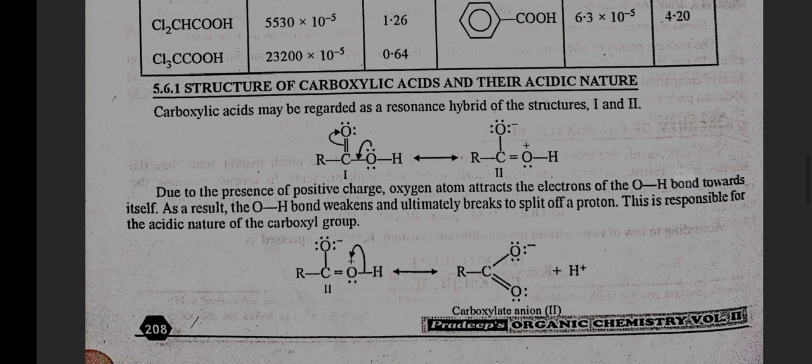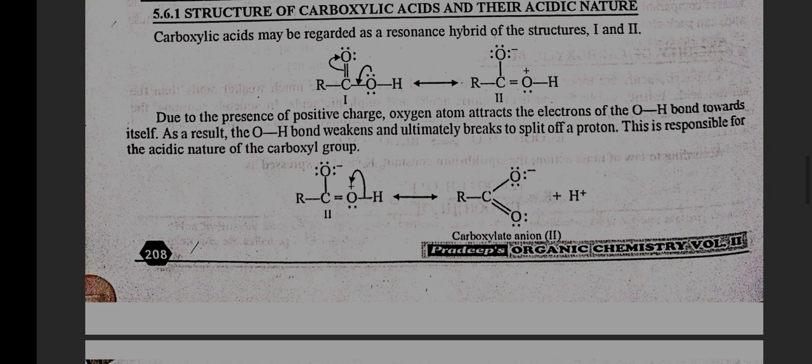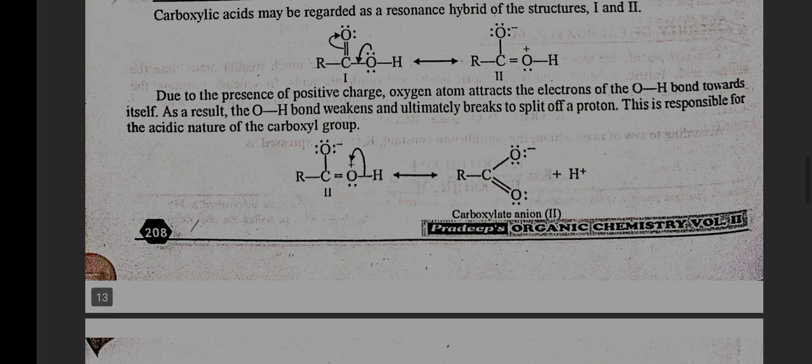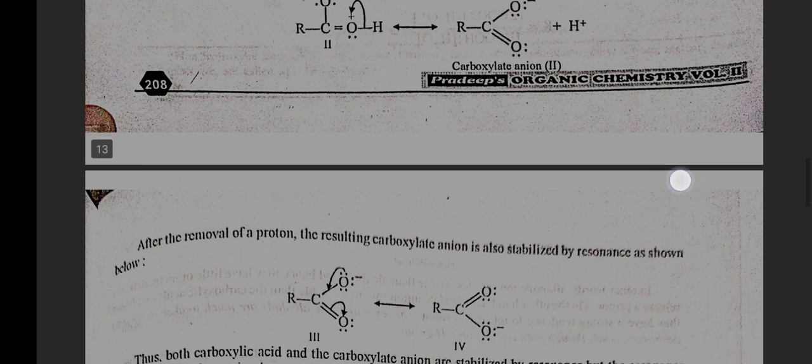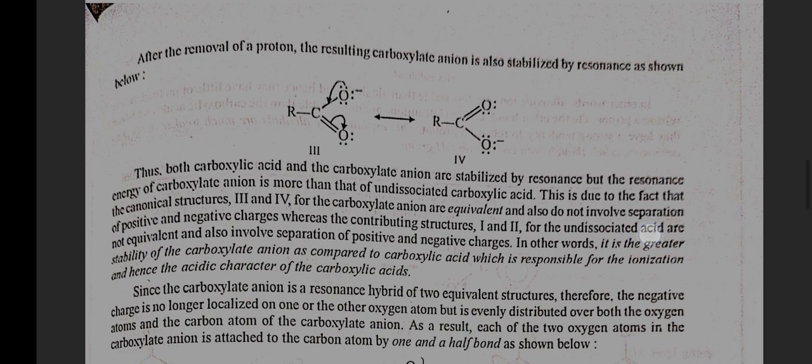Structure of carboxylic acid and their acidic nature. Carboxylic acid may be regarded as the resonance hybrid of structures 1 and 2. Due to the presence of positive charge, the oxygen atom attracts the electrons of the OH bond towards itself. As a result, the OH bond weakens and ultimately breaks to split off a proton. This is responsible for the acidic nature of the carboxylic group. After the removal of a proton, the resulting carboxylate anion is also stabilized by resonance as shown below.